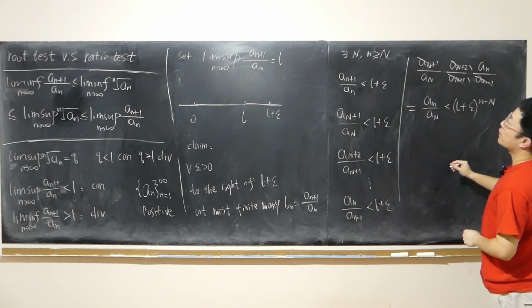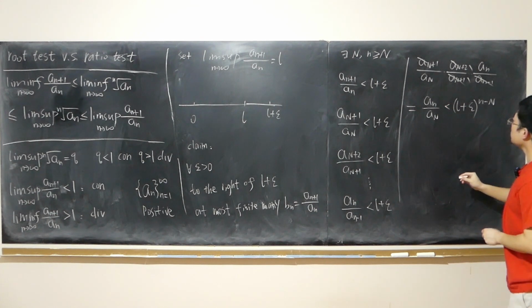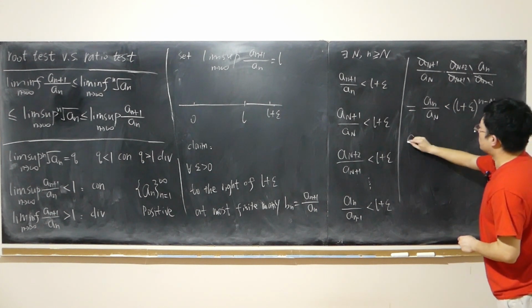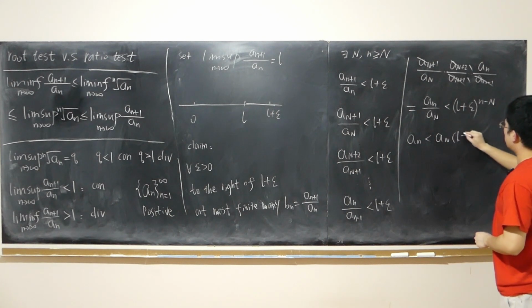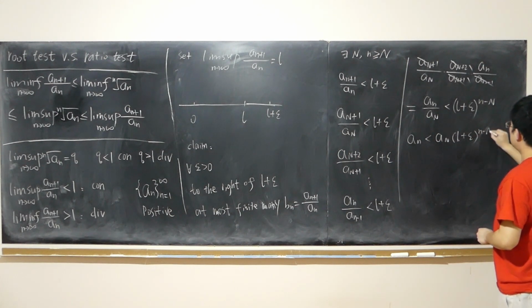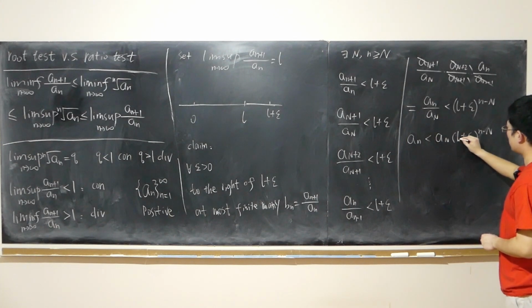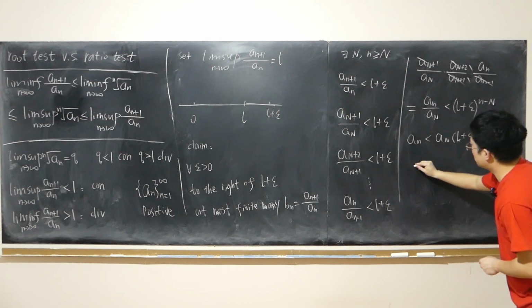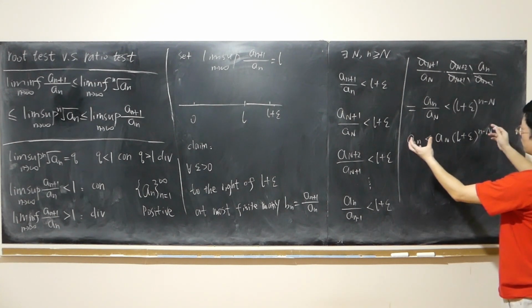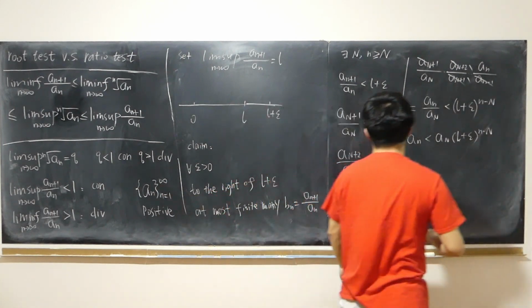Now remember, big N is fixed. We're going to let small n approach infinity. This means a_n is smaller than a_N times (L plus epsilon) to the power of small n minus big N. Now we take the nth root on both sides. Everything is positive, given a positive series.